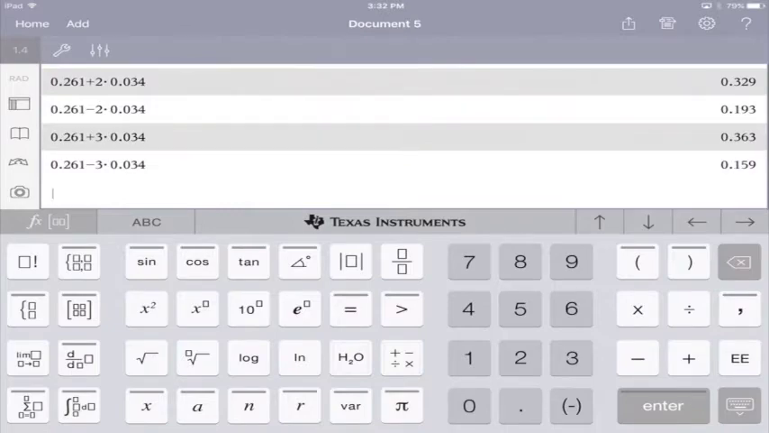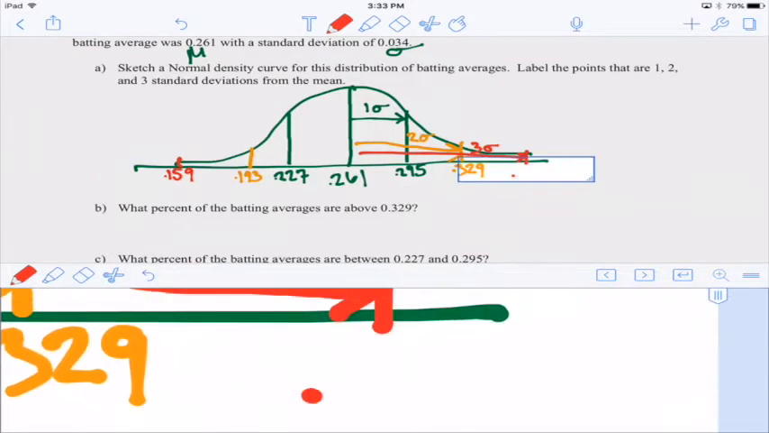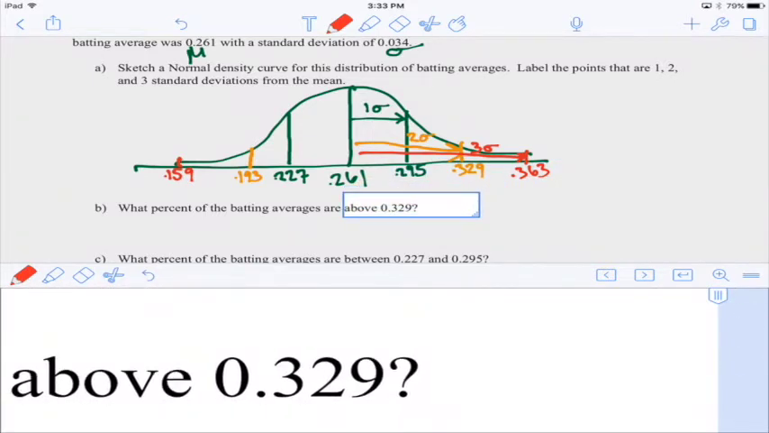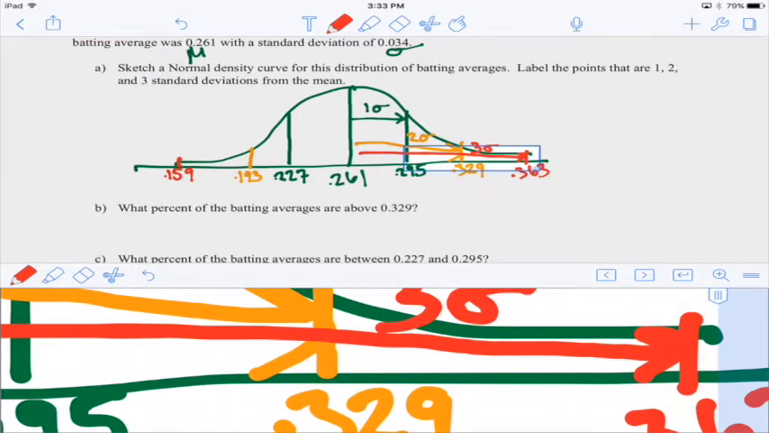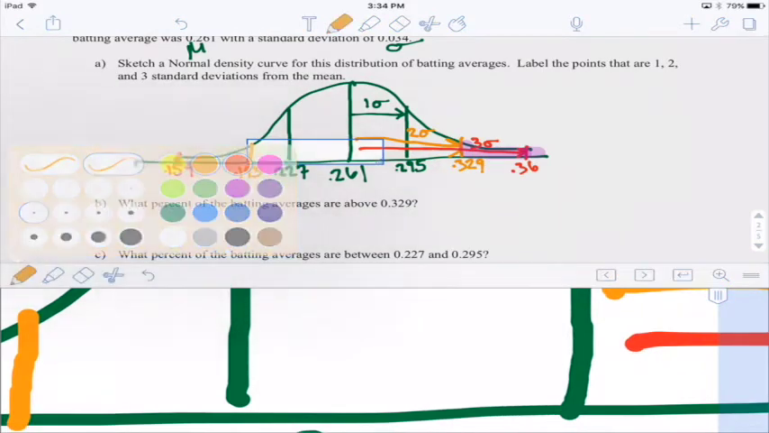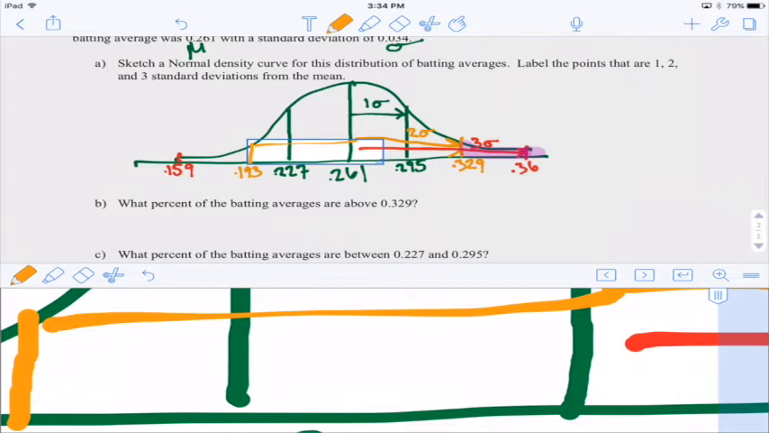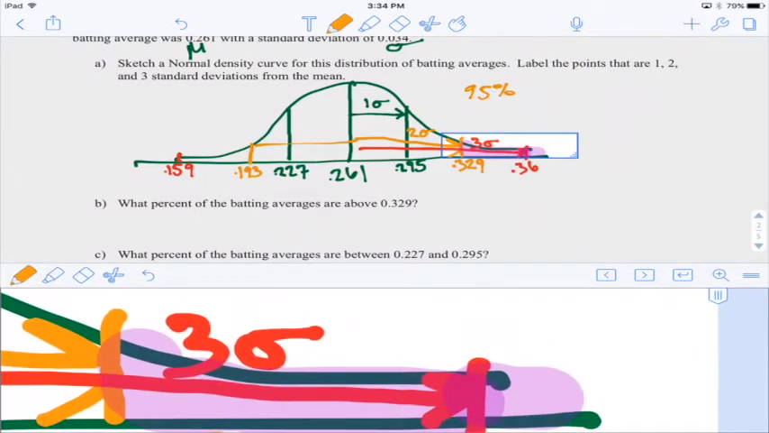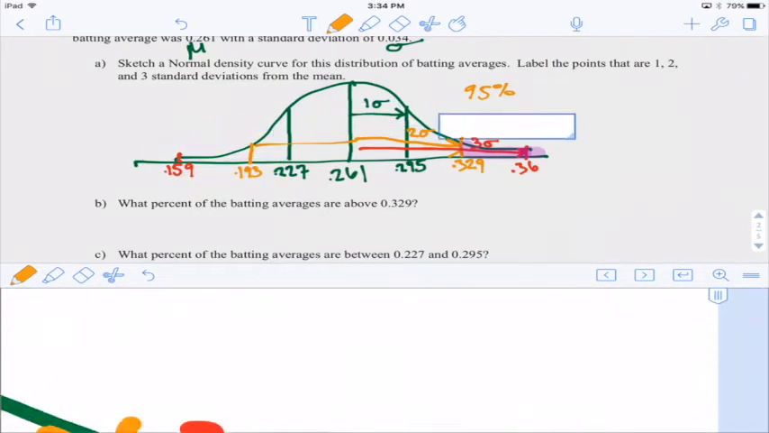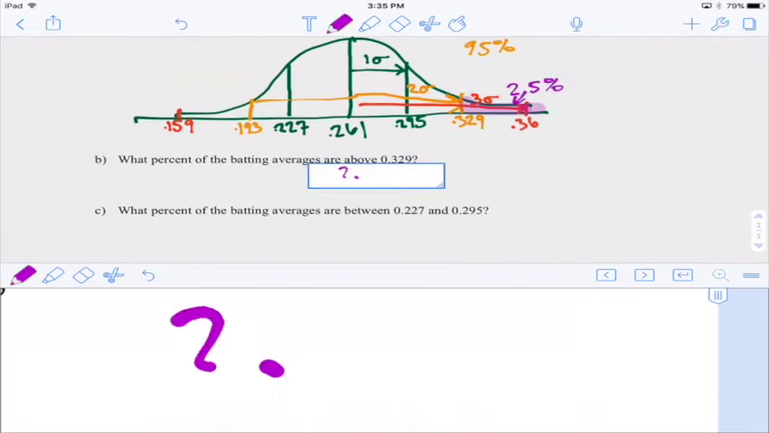.159 and .363. So if we want to know what percent of the batting averages are above .329, well, we know our 68, 95, 99.7% rule. So we're looking for this area here. Well, we know 95% of the data falls between these two orange pieces. So 5% is to the right and the left of here, but it's symmetric. So that means that half of 5% is over here. So this is 2.5%.